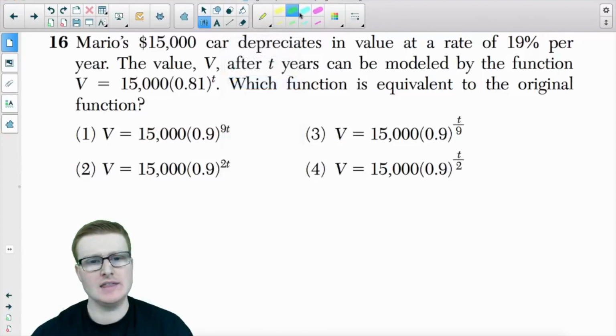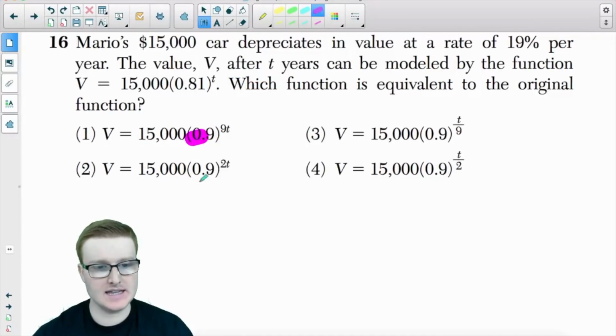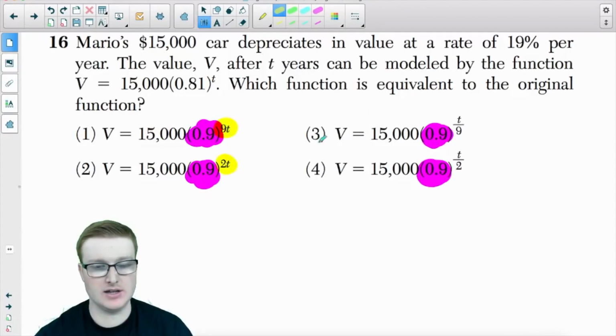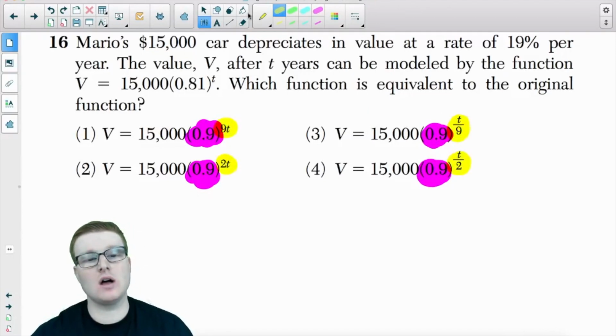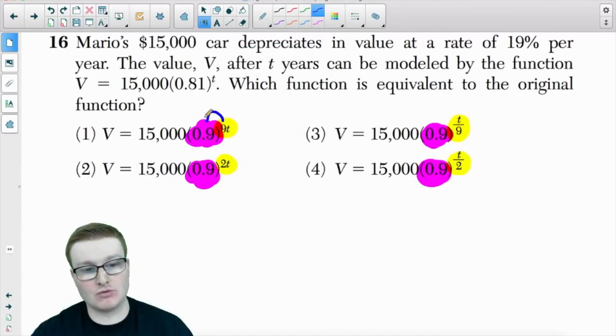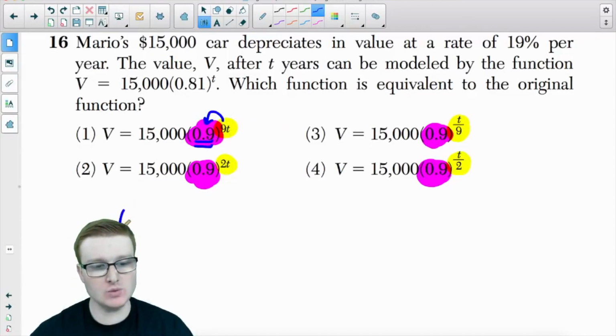Do you see here that the only manipulation that they're making in all of these answers is that the inside piece is no longer 0.81 and the exponents have changed? The exponents have changed here, here, here, and here. So essentially what they're telling you is take that exponent and raise 0.9 to that power. Let me be more specific. Choice one, what they want you to do is take 0.9 and raise it to the 9th power, which raises to the t power.